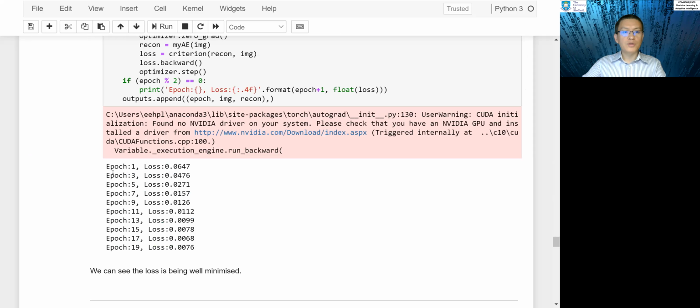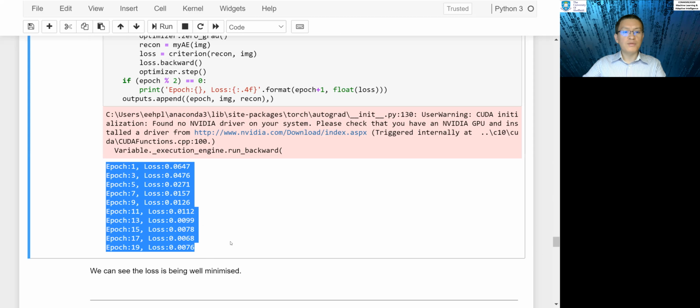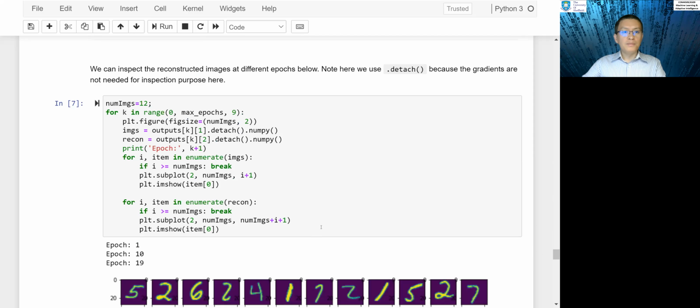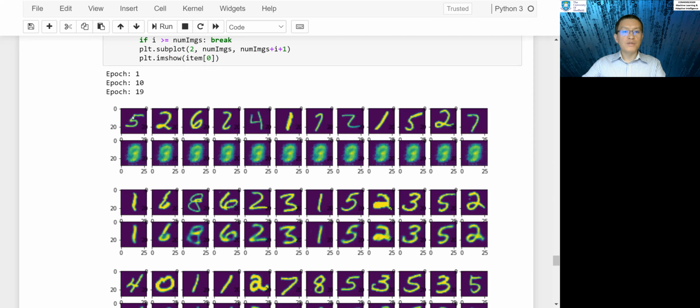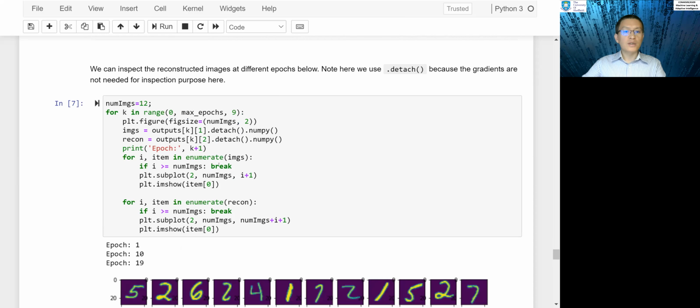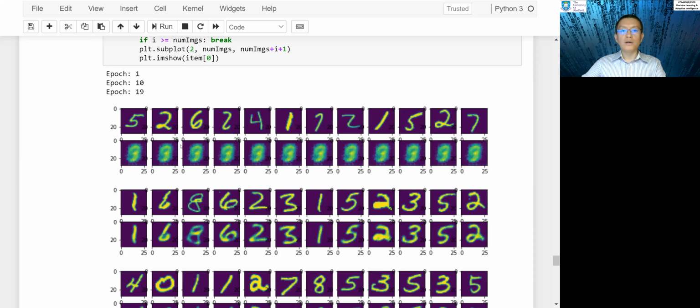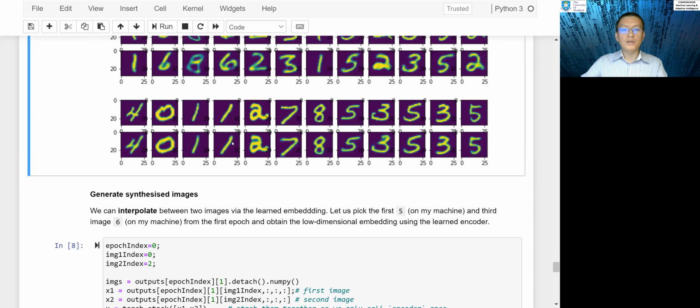That is the training process. I just print the loss for every 2 epochs. And then we inspect some of the reconstructions. These are the reconstructed images over 1 epoch, 10 epochs and 19 epochs. You can see the reconstruction is improving over the epochs.